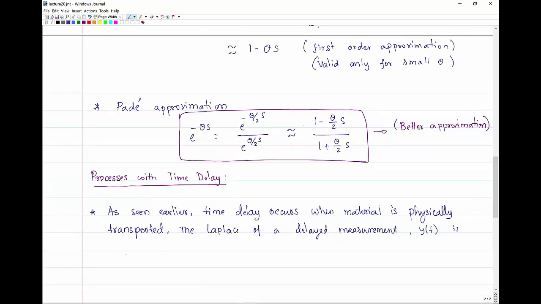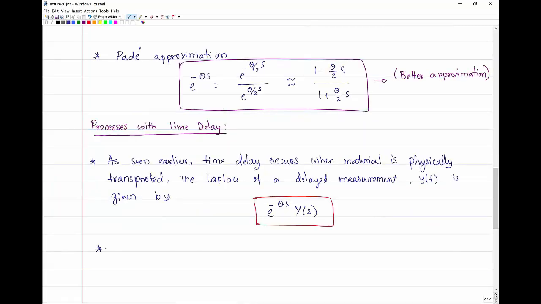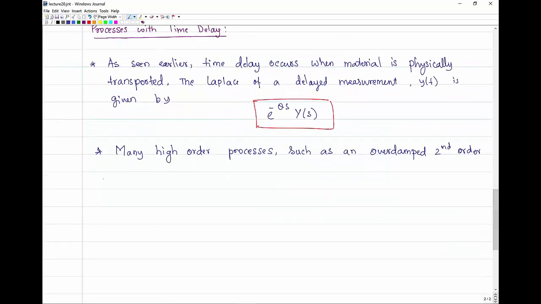Many high-order processes, such as an overdamped second-order process, can usually be approximated using a first-order plus time delay transfer function. And this is often done in practice because it is much easier to design controllers for lower-order transfer functions than it is to design controllers for higher-order transfer functions.